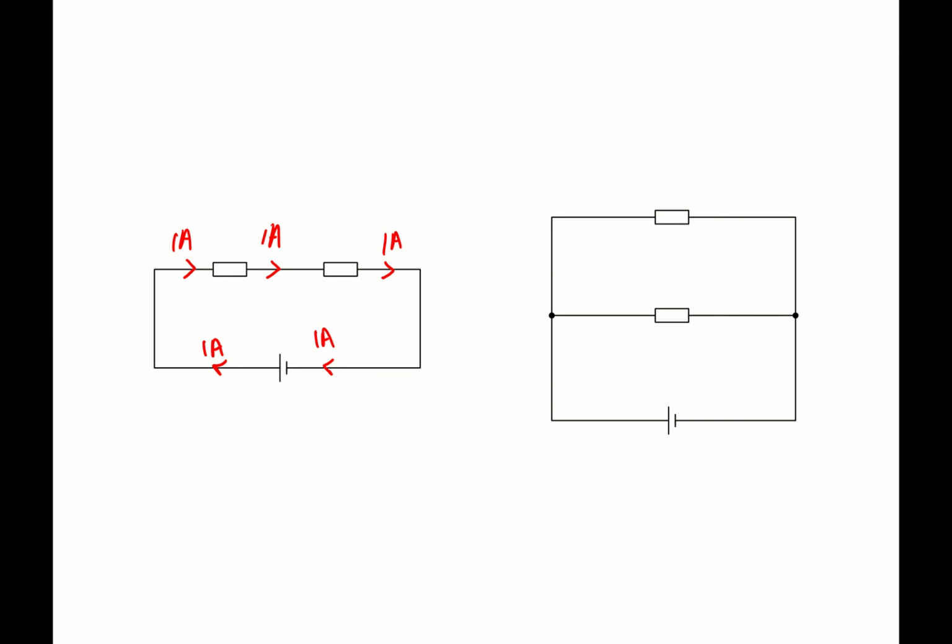So what can I say about the current when two resistors are connected in series? I decide to call this I1, I2, I3. So we see that the current I1 equals I2 equals I3.